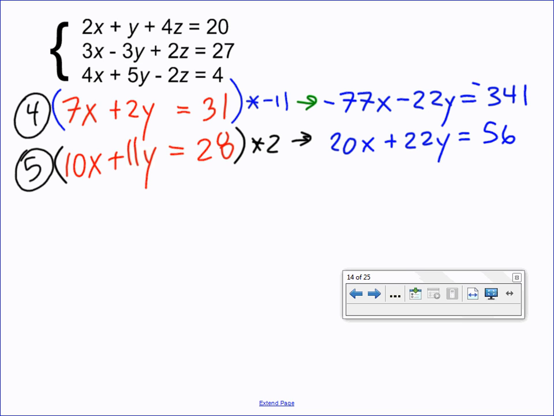All right, guys, let's go ahead and do it then. Here we go, top to bottom. Negative 77x plus 20x, negative 57x. Negative 22y plus 22y is 0. That's what we did. We eliminated the y's by creating exact opposites. Negative 341 plus 56 looks like negative 285. Goodness.